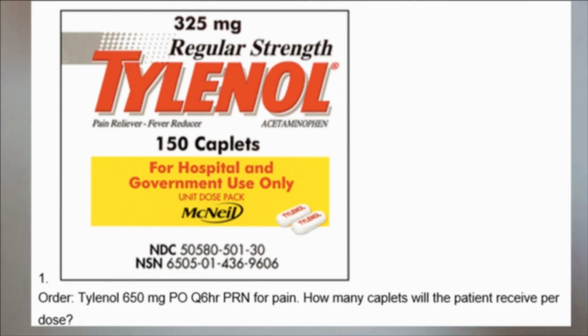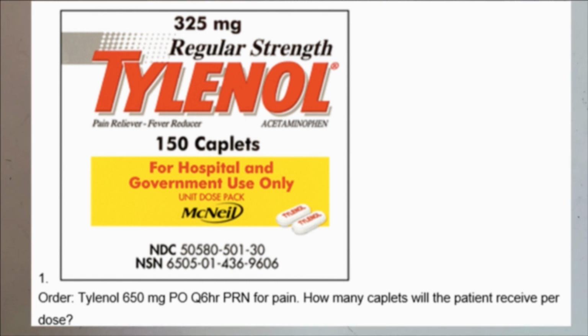Okay, so this is the last question I'm going to go over, and it's the last type of question that you can possibly see. This is reading labels. With labels, they'll be your usual questions, like how much will you give to the patient? But here you want to pay attention to what the label says. The question says, your order is Tylenol 650 milligrams orally every 6 hours PRN for pain, so as needed for pain. How many capsules will the patient receive per dose?